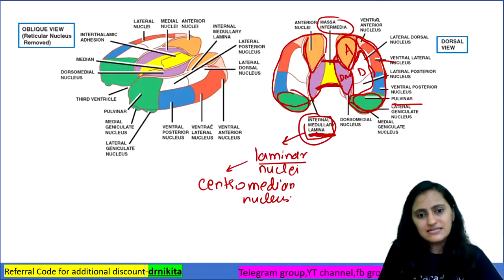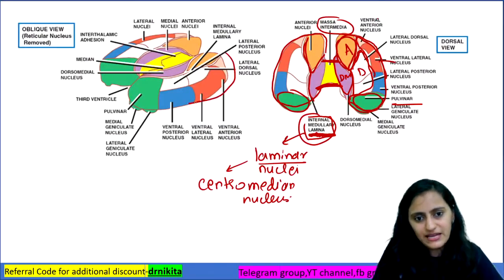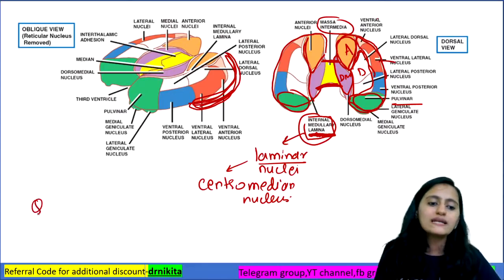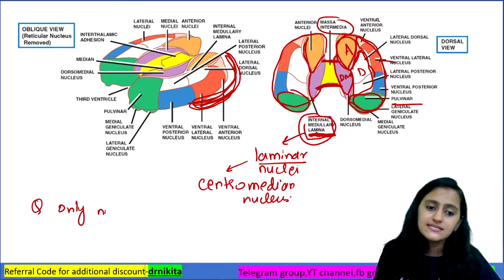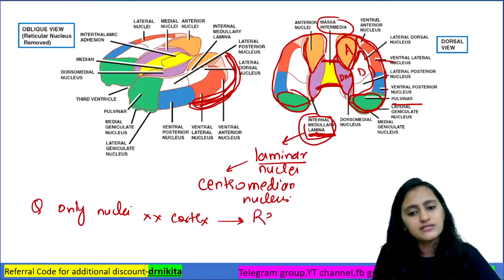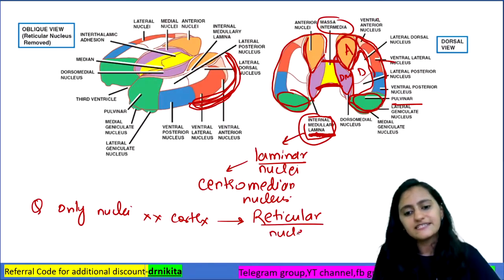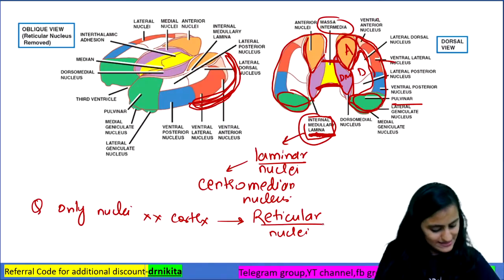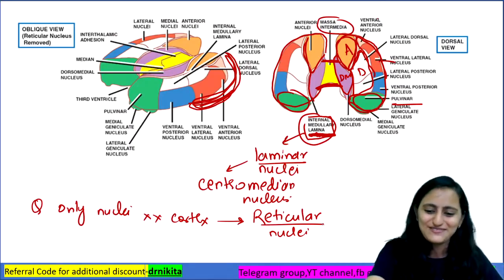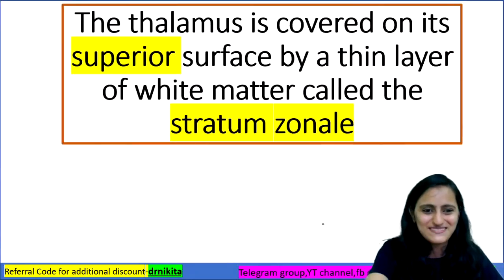What we did miss is there is one more set of nuclei. Can you tell me, there are these nuclei which are present here, at the side of the thalamus. These are the only nuclei of the thalamus which do not project to the cerebral cortex. Which nuclei are those? Those are the reticular nuclei. Absolutely right, Jayansh. That is the reticular nuclei. So Jayansh seems to be very good with thalamus.